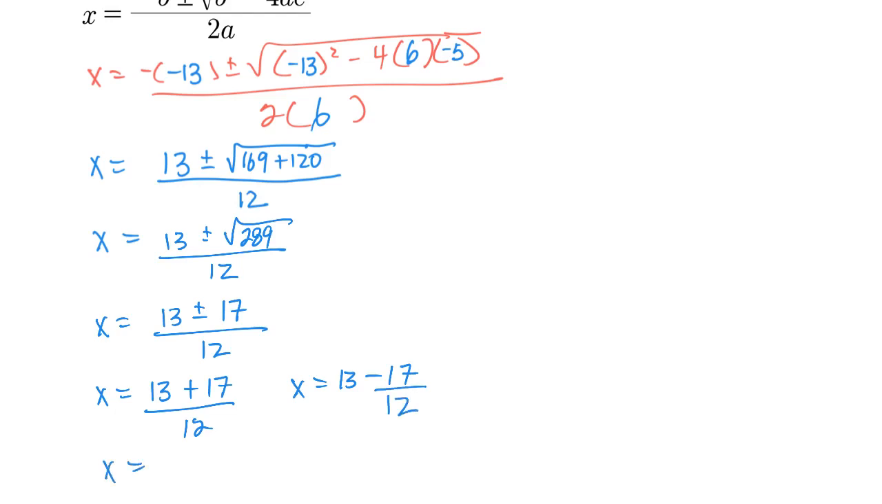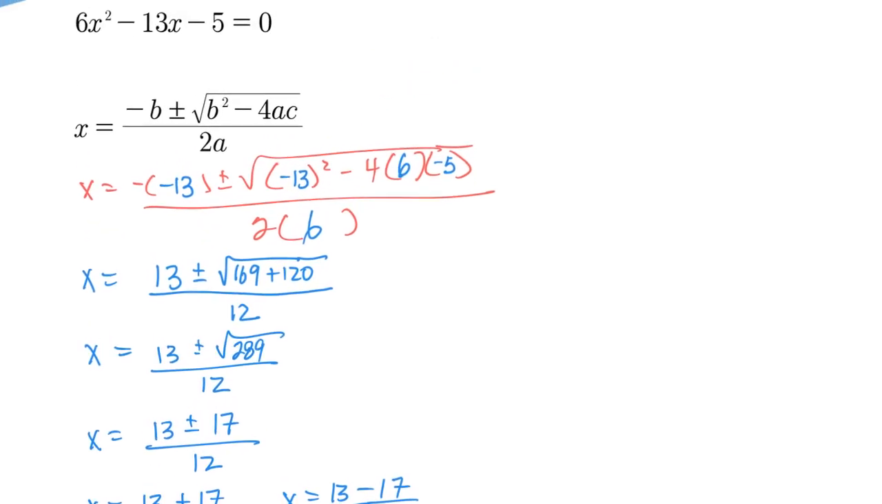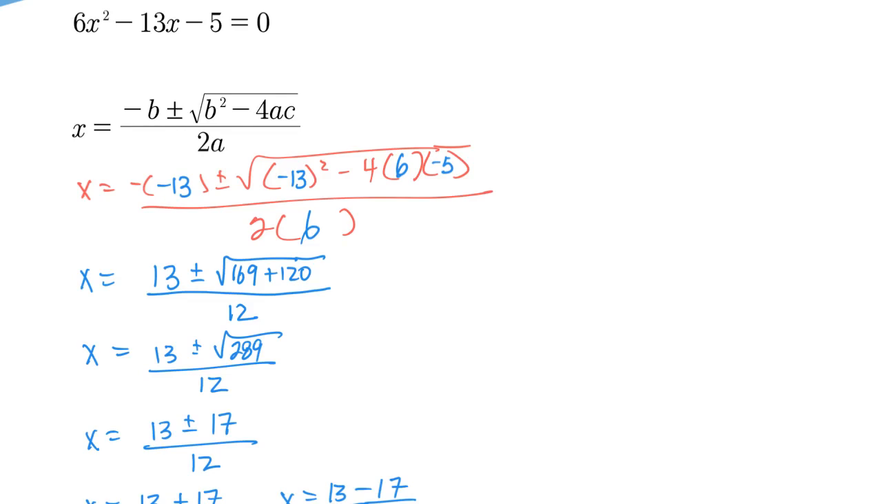So this would be 30 over 12, which simplifies, I think 6 will go into everything. 6 will go there, 5, 6 will go there, 2. So 5 halves, or this would be minus 4 over 12, and 4 will go into both of those, so it'll be negative 1 over 3. Let's just confirm that. Let's pull out decimals here.